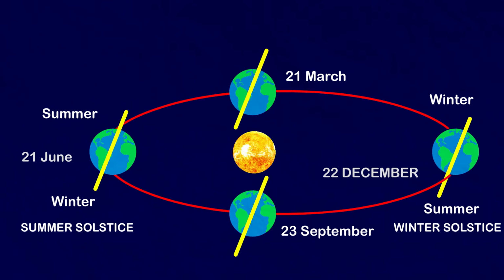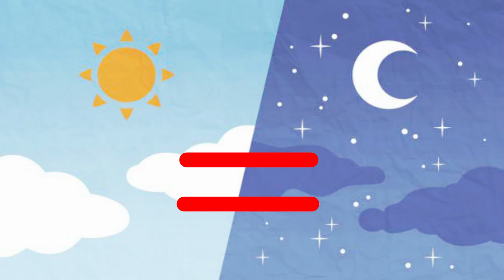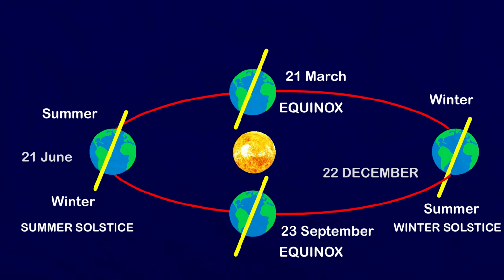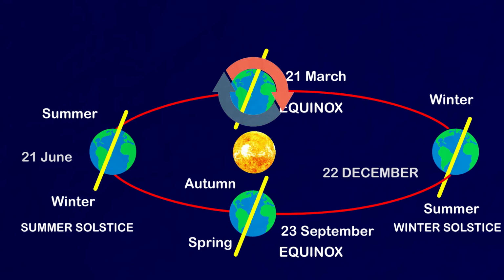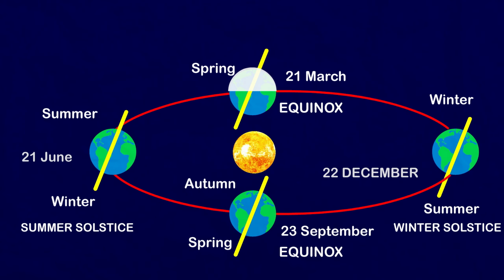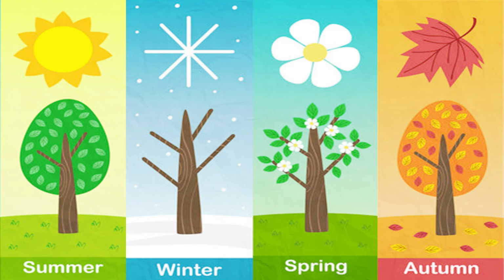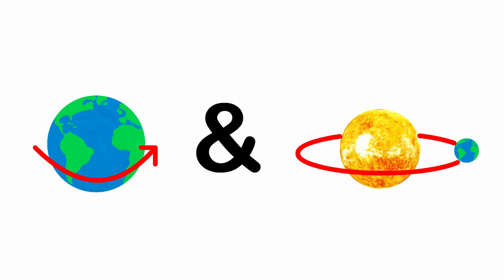On 21st March and 23rd September, direct rays of the Sun fall on the equator. At this position, neither of the poles is tilted towards the Sun, so the whole Earth experiences equal days and equal nights. This is called an equinox. On 23rd September, it is autumn season in the northern hemisphere and spring season in the southern hemisphere. The opposite is the case on 21st March, when it is spring in the northern hemisphere and autumn in the southern hemisphere. Thus you find that there are days and nights and changes in the seasons because of the rotation and revolution of the Earth respectively.